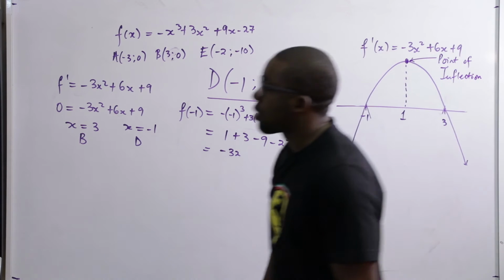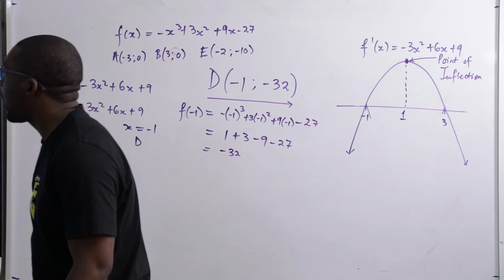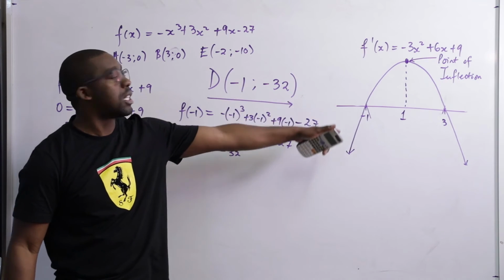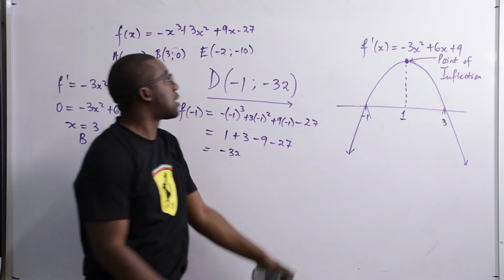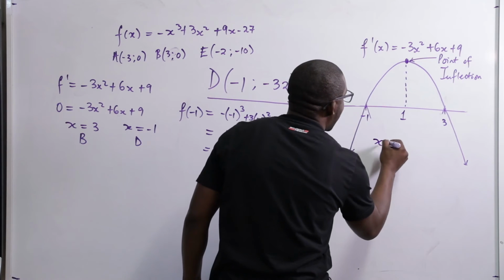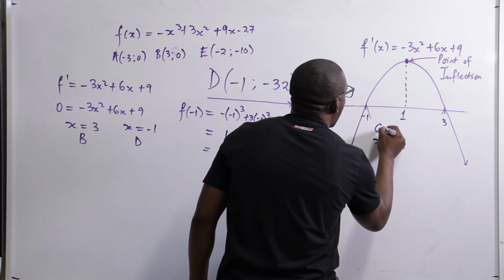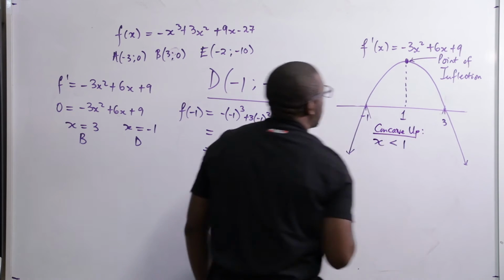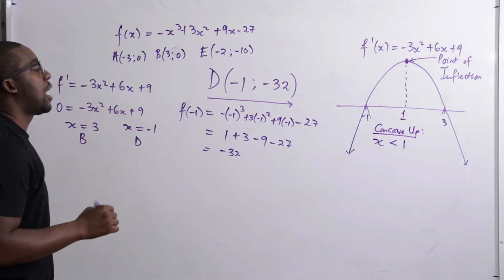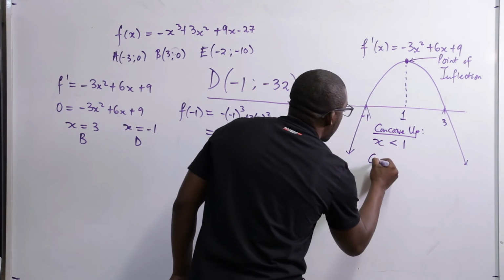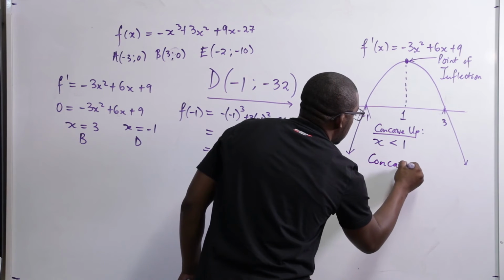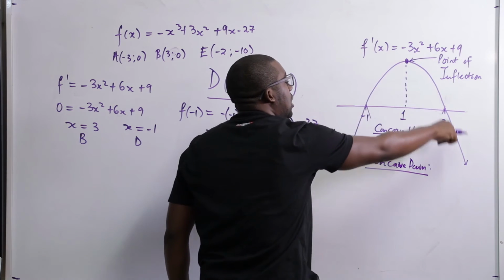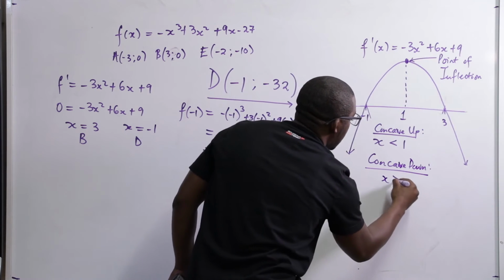So the question asked, for which values of x is the graph concave up? Concave up means the function was increasing. Which function? f prime of x. So it was increasing for x less than 1. So concave up is x less than 1. And concave down, the function starts to decrease after 1, so it will be x greater than 1.